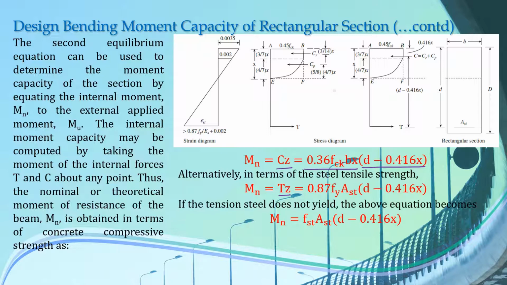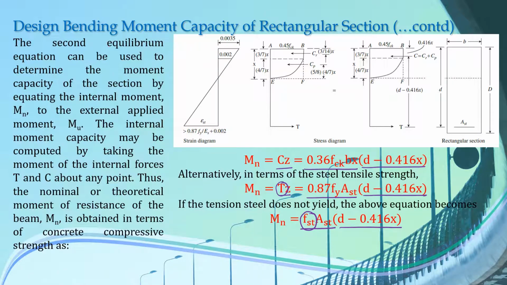Or if you want to multiply tensile force and lever arm, there are two sub-conditions here. If our steel has yielded, then the tensile force will be equal to 0.87 Fy into Ast. But if the tension steel has not yielded, then the tensile force will be Fst into Ast, where Fst is the stress in our steel. And the lever arm is the same here, d minus 0.416x.